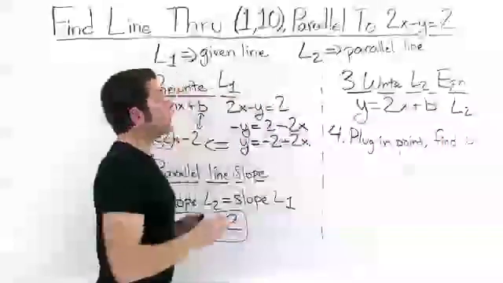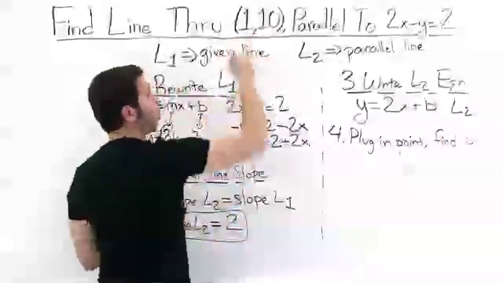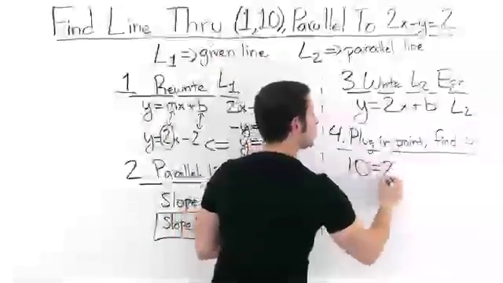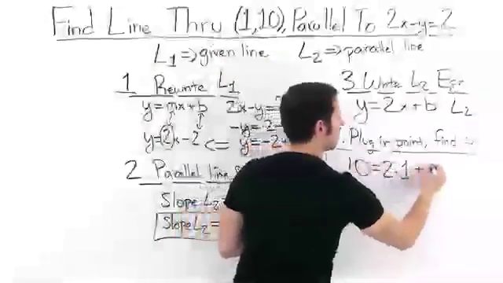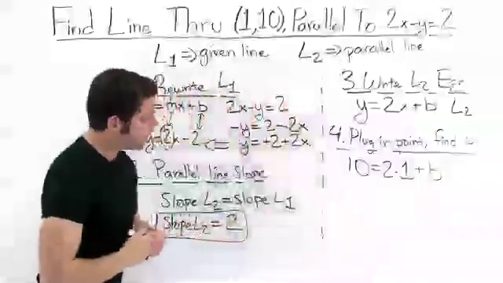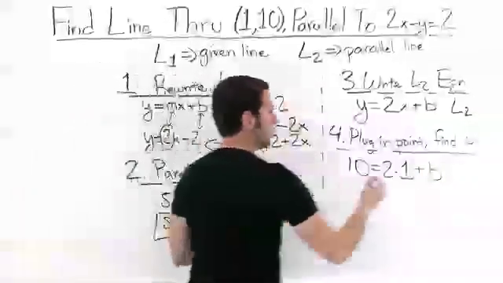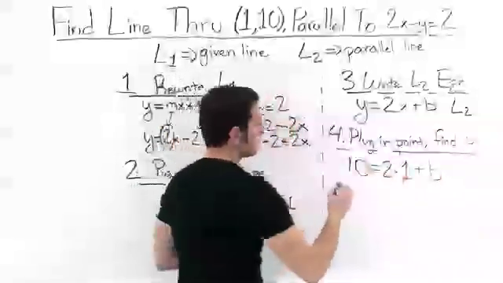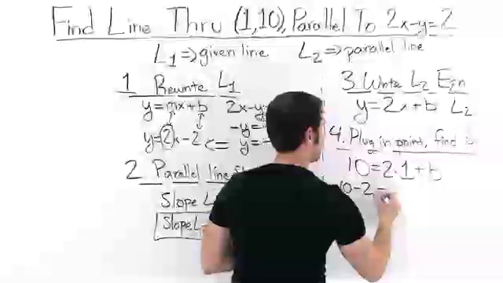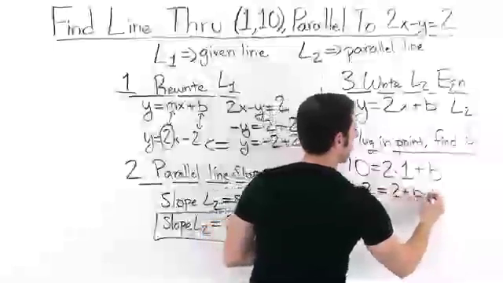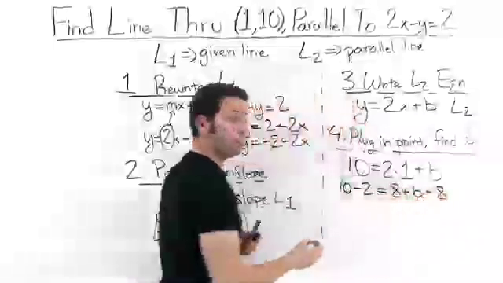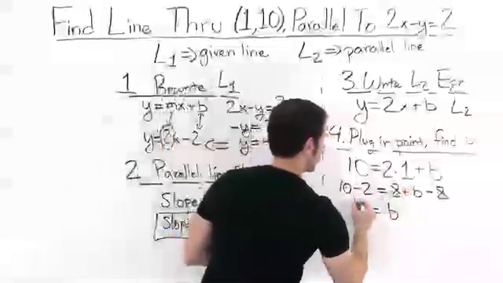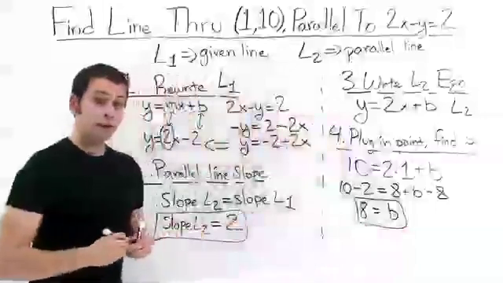Well, when we plug in x equals 1 and y equals 10, our equation looks like this. 10 equals 2 times the x, which is 1, plus b. And now we can definitely solve for b just by simplifying this. 2 times 1 is 2, subtracting 2 from both sides. So we'll get 10 minus 2 equals 2 plus b minus 2. The 2's will cancel. B will be left by itself, and we'll get 8 equals b. So we just found b. So now we know exactly what b is equal to.